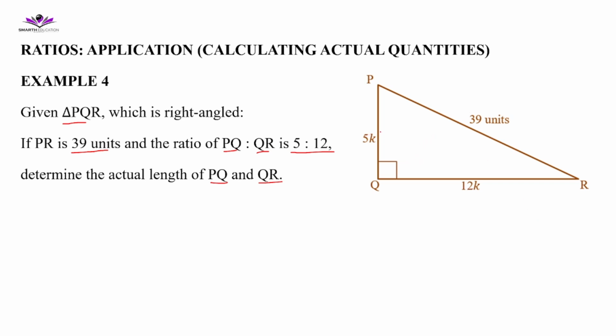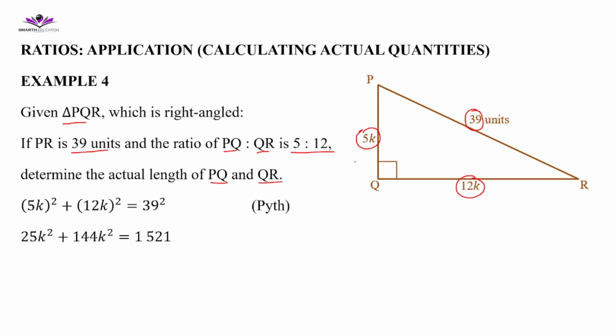So it means 5k squared plus 12k squared is equal to 39 squared, and then the reason is what? The Pythagoras theorem, like this. Okay, and then 5k squared will give us 25k squared, then 12k squared will give us 144k squared, and then it's equal to 1521 from 39 squared.